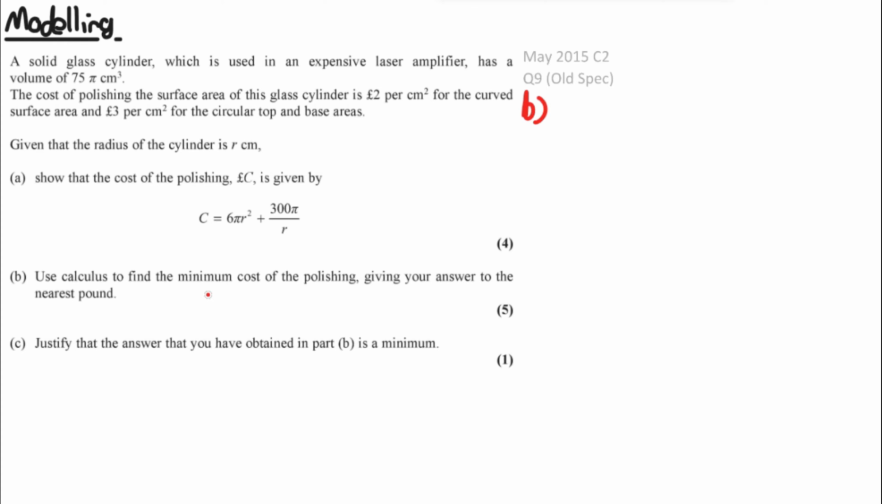So for part B, we need to find the minimum cost of the polishing. So we need to find the minimum cost of C. And when it's a minimum cost, as I said before, they want you to do a derivative and then equal that to 0 to find a stationary point. So we need to find dC over dr, and we're differentiating with respect to r. So dC over dr is equal to, and then we differentiate this, and we do it term by term.